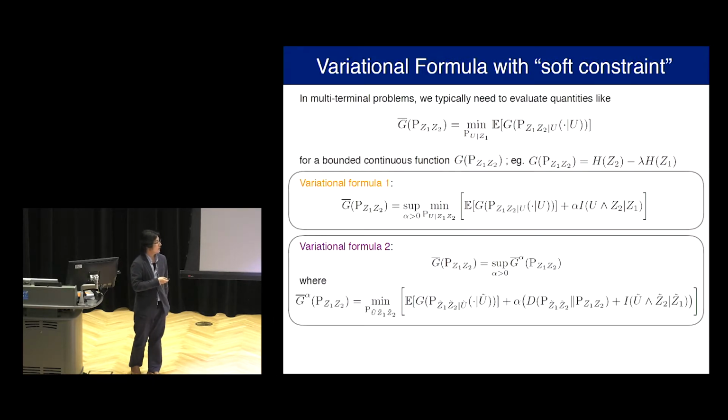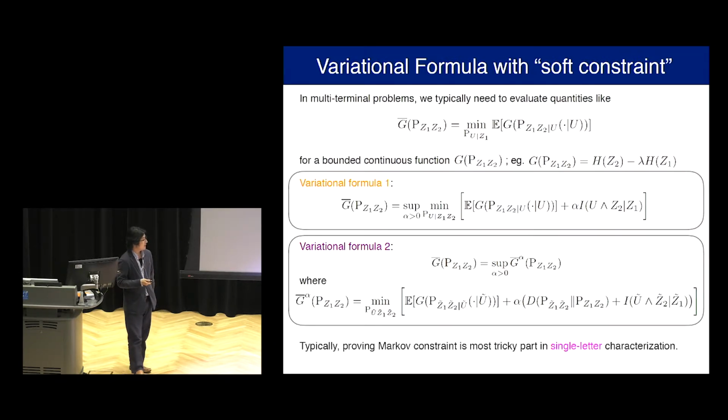Furthermore, we can also add a penalty term describing the distribution. By adding this kind of penalty, we can take the minimization over any joint distribution. So we don't need to maintain the originally given distribution anymore. And again, by taking the limit of the penalty, we can recover the original formula. And this kind of penalized formula is quite useful when we consider the change of measure argument.